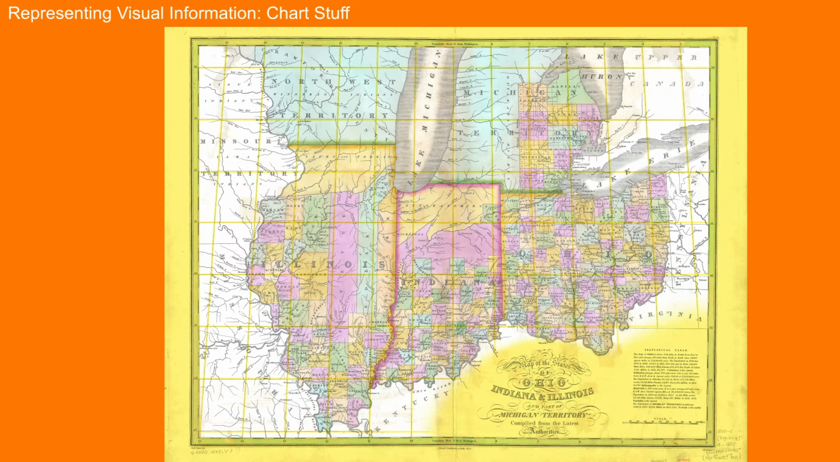And then in yellow we have the framing elements, and you can see I even included the grid lines in the chart stuff going through the map, because I think that's an important intersection between the body of the work and the frame as well.